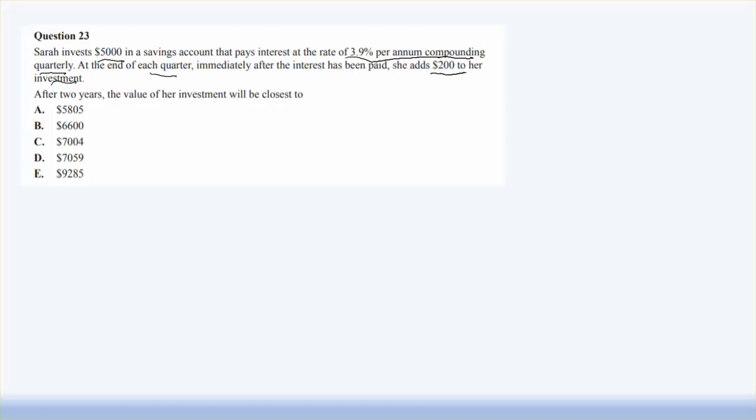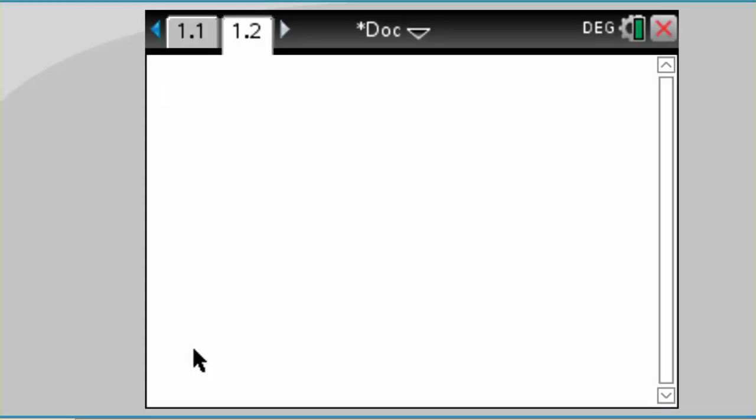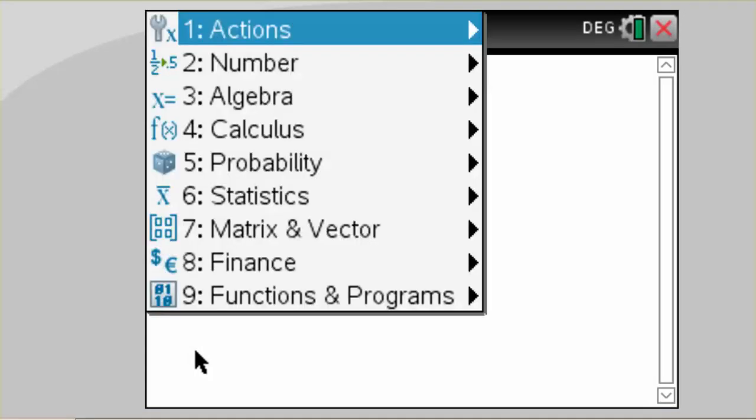As soon as I see compounding quarterly and she's adding money, I'm going to use my finance solver function on my CAS calculator. So I open my finance solver.